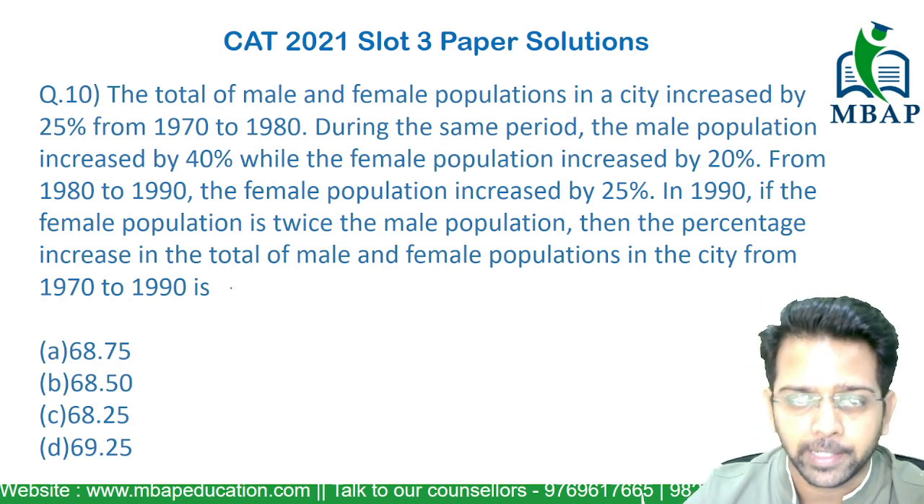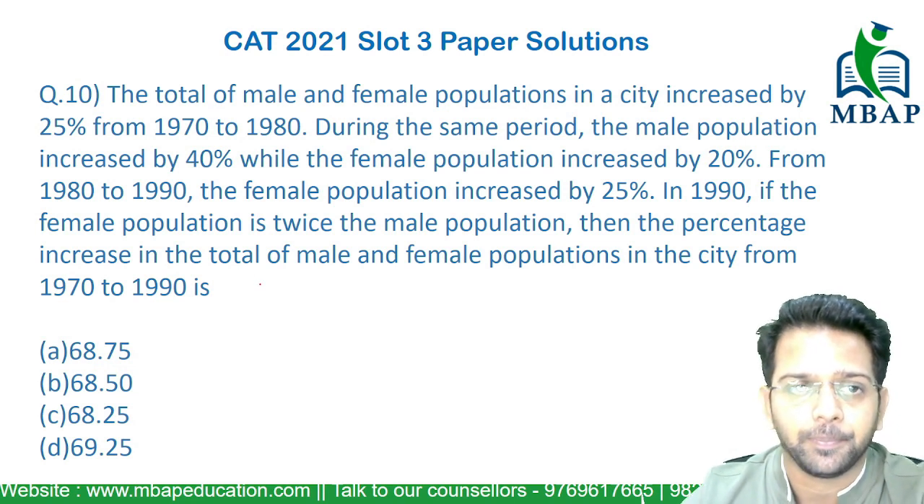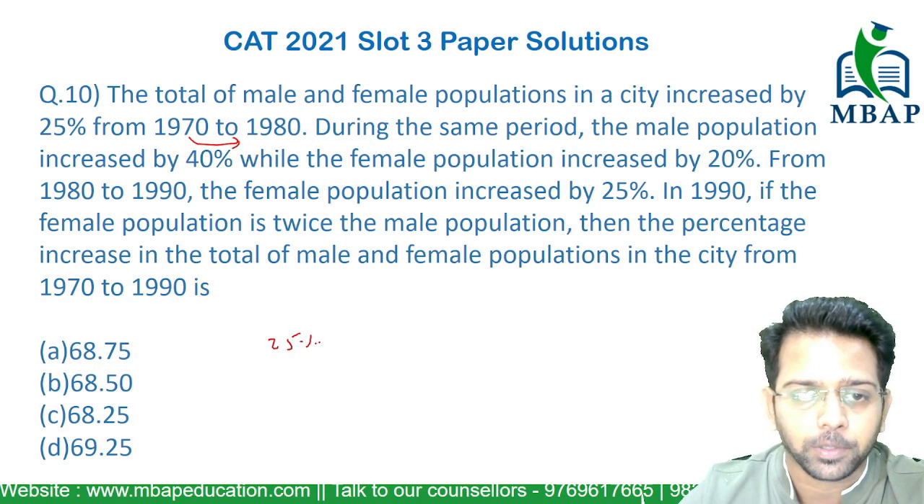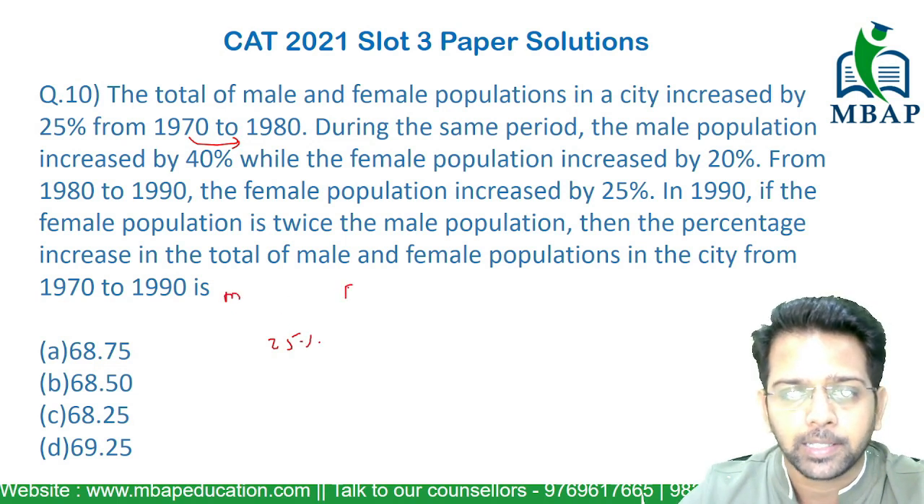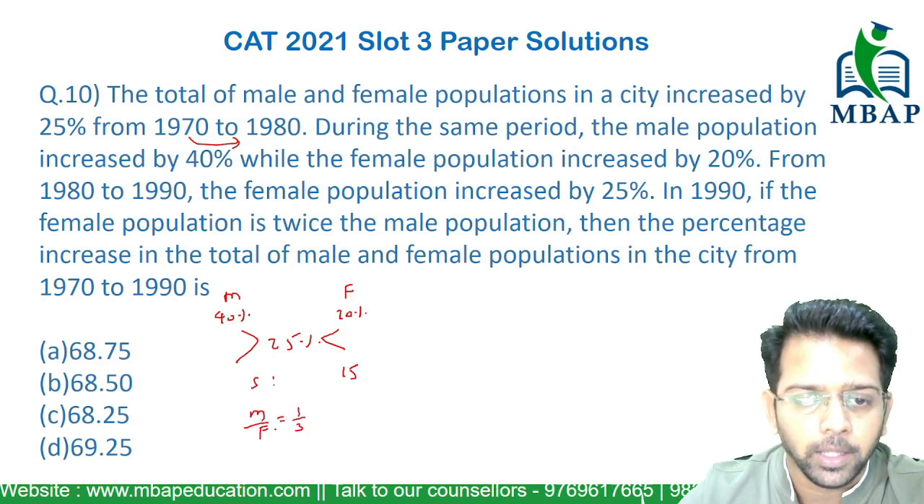Okay, a lot of data. Let's start with the proportion of male and female that I have got in 1970. It has been said that from 1970 to 1980, together everyone is growing up by 25%. On one side I've got male, on the second side I've got female. It says male population is going up by 40%, female population is going up by 20%. If you use alligation, you'll find the ratio of male and female. This side will be 15, this side will be 5. So M by F will be 1 upon 3, or certainly F will be equal to 3M is what I can find here.